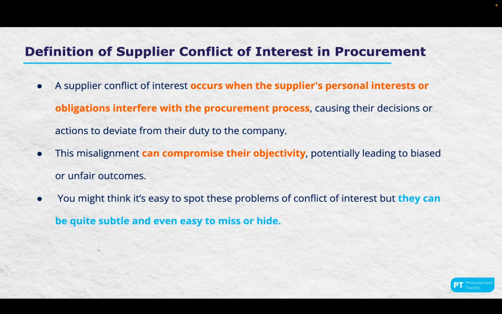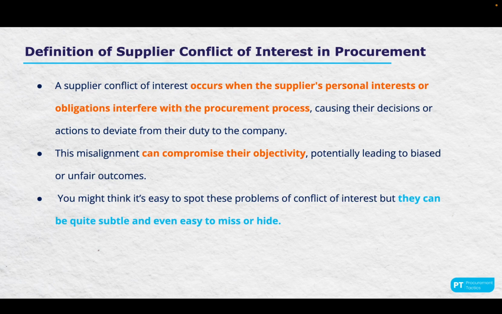First and foremost, we have to understand the concept of supplier conflict of interest, especially in the context of procurement. A supplier conflict of interest occurs when the supplier's personal interests or obligations interfere with the procurement process, causing their decisions or actions to deviate from their duty to the company. This misalignment can compromise their objectivity, potentially leading to biased or unfair outcomes.